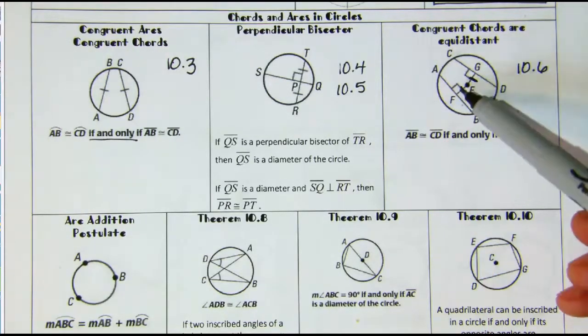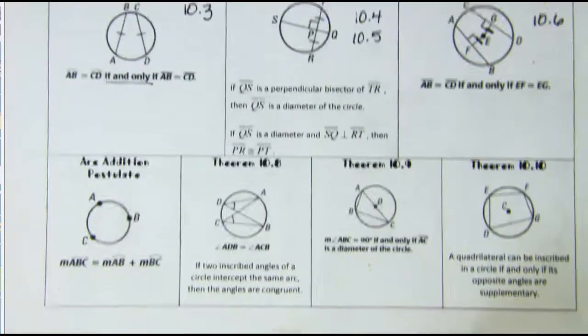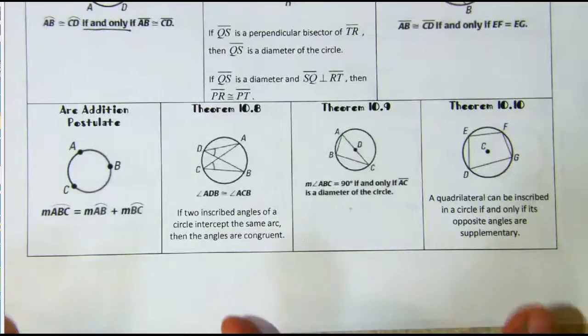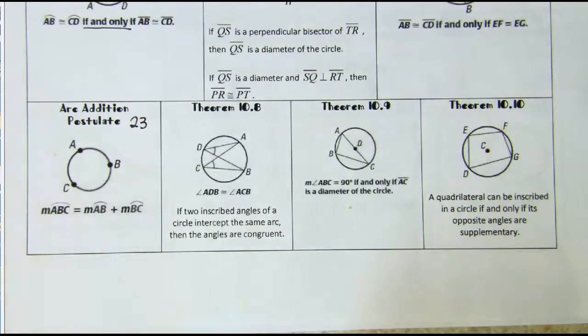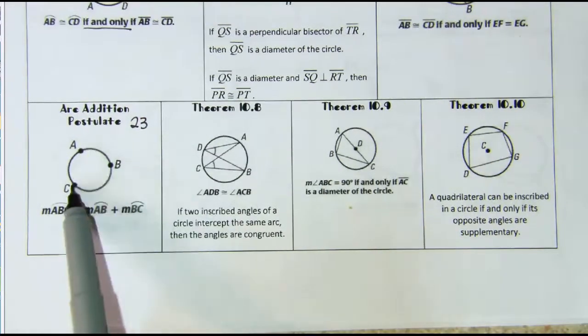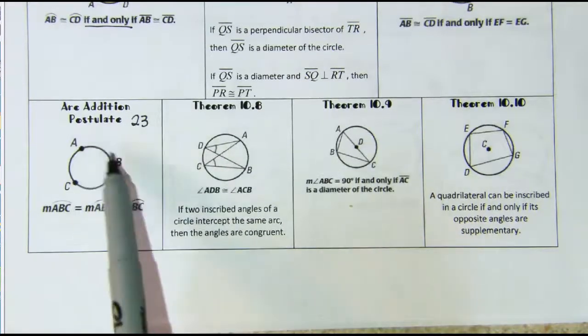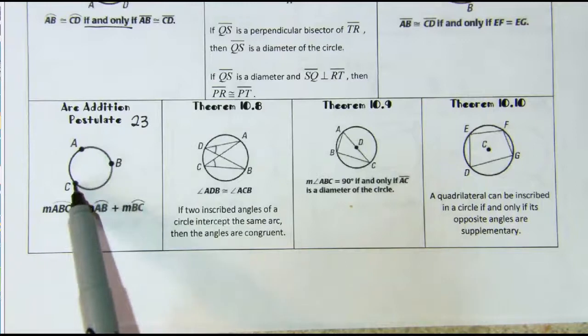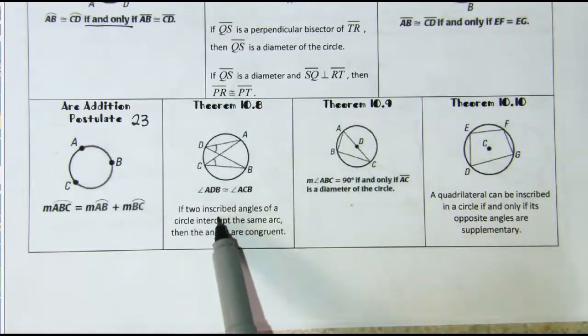Notice it's always going to be the perpendicular distance. Now, going to the bottom here, we learned about the arc addition postulate. That was postulate 23 for us. And it's basically saying one big arc, arc ABC, is equal to the two smaller arcs that are adjacent. So AB plus BC.